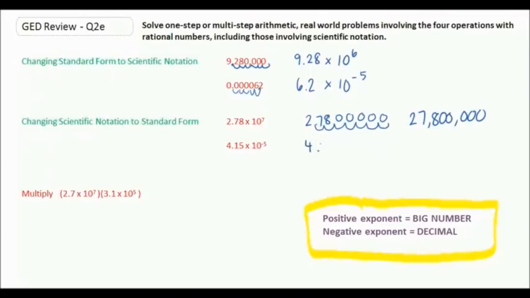Let's rewrite 4.15. We need to move it 5 decimal places, and since it's a negative number, we're creating a decimal, which means we move it to the left. So we're moving it once, twice, 3, 4, 5. We fill in those decimals. Okay, notice it's not how many zeros we add to our number, it's how many times we slide that decimal place. So our answer is 0.0000415.